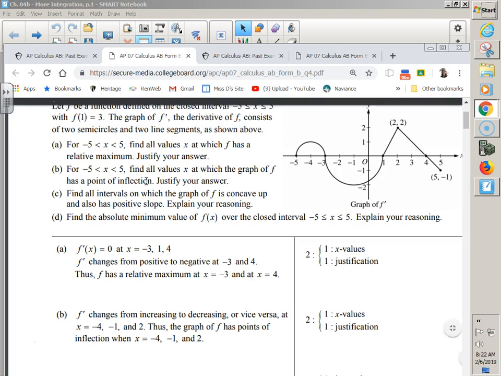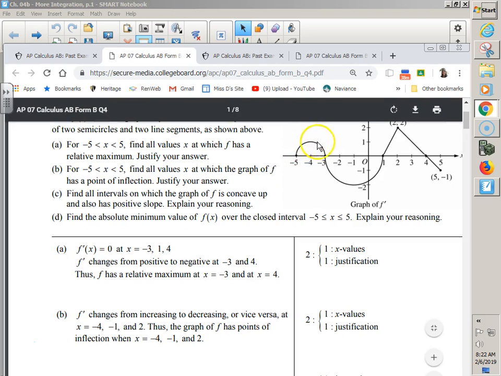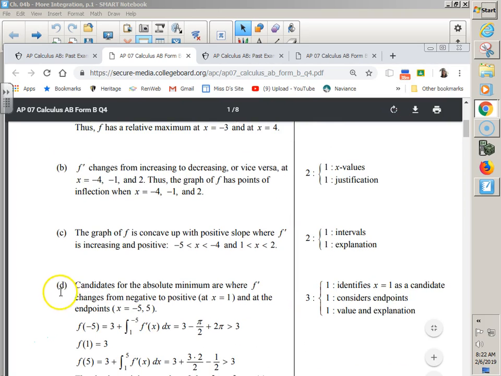Did you see where f double prime changed? Where did it change? At -4, because f prime changed from increasing to decreasing. At -1 and at, got it. So let's go see what they put. At -4, -1, and 2.